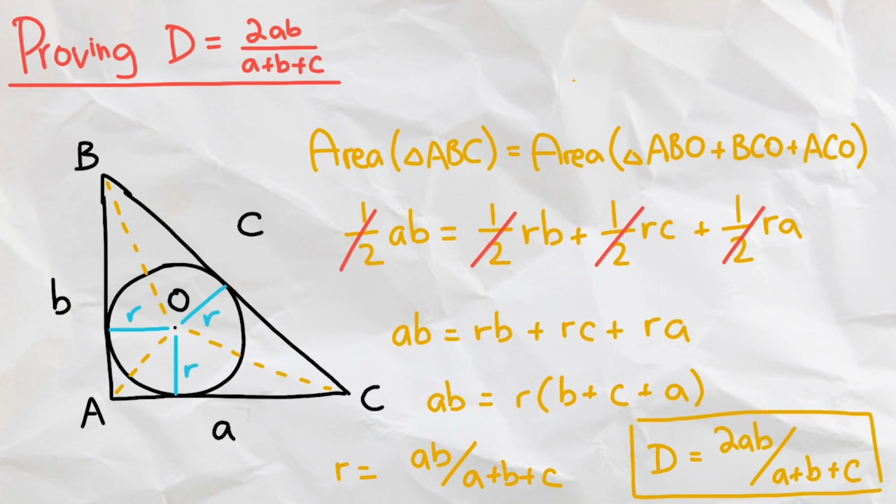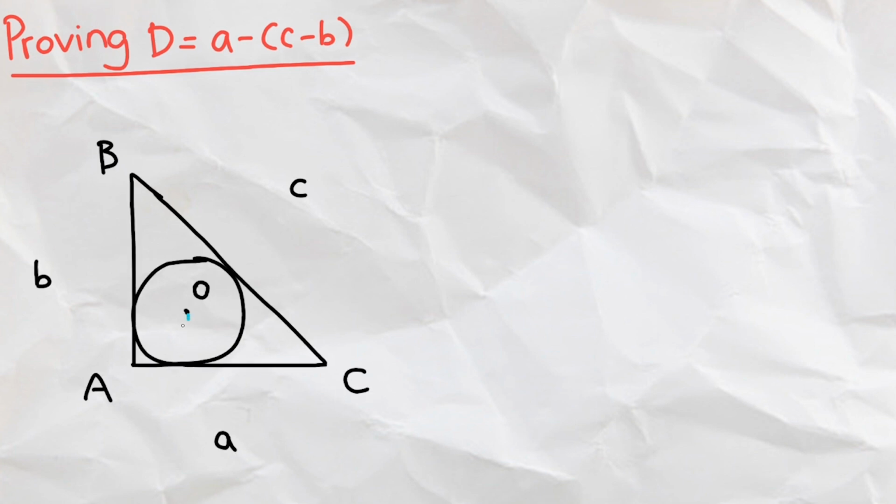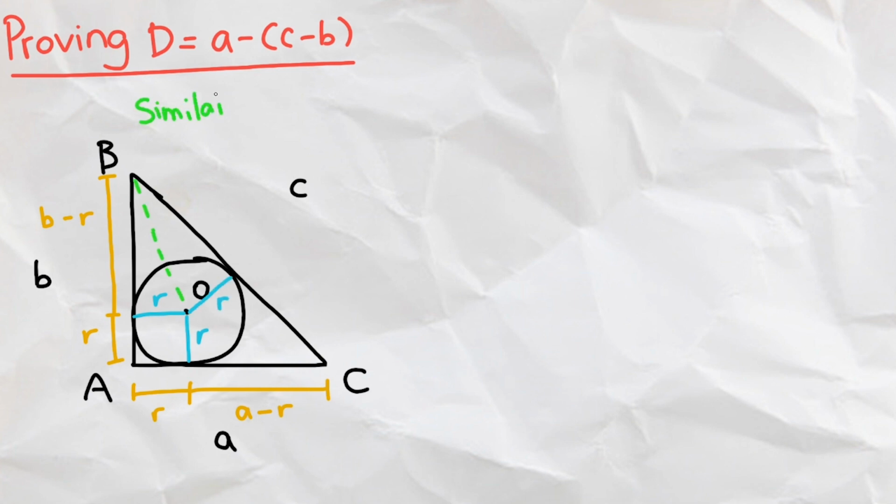Next, let's tackle d equals a minus c minus b, with the same letter system as before. This time, we write out the radius first, and notice that the length of the triangle here must also be r. This means that the length of the triangle here must be a minus r, and b minus r here. Next, we can draw a line from point O to point B, and we notice that those 2 triangles here are actually similar triangles. We can do the same from point O to point C, and we have 2 more similar triangles down here too.